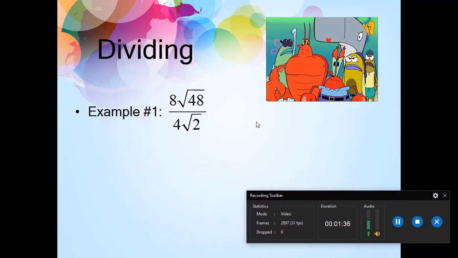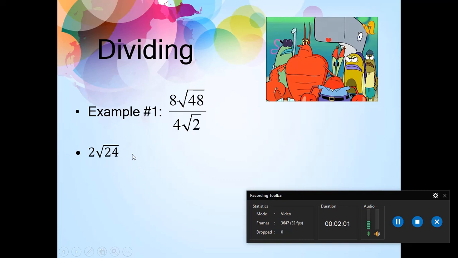Let's start with example number 1. What I see here are numerical coefficients of 8 and 4 sitting in front of the square root radicals. So I'm going to start by dividing, and that will give me 2. And then I also can see the square root of 48 will divide by the square root of 2, leaving me the square root of 24. So both of those can be divided, and this is the result.